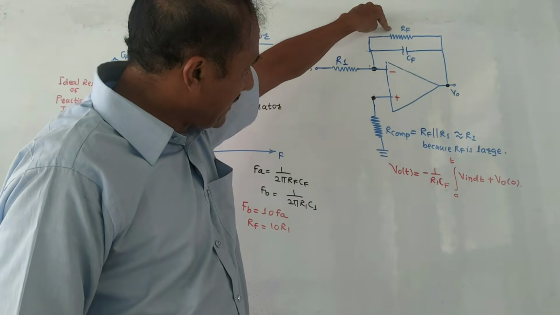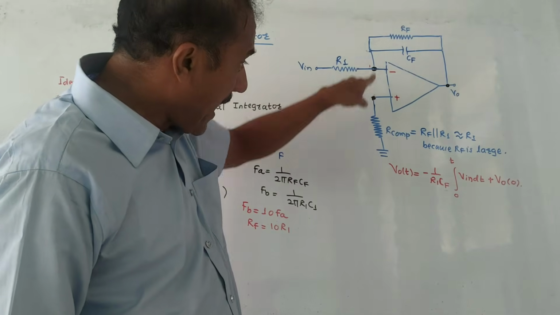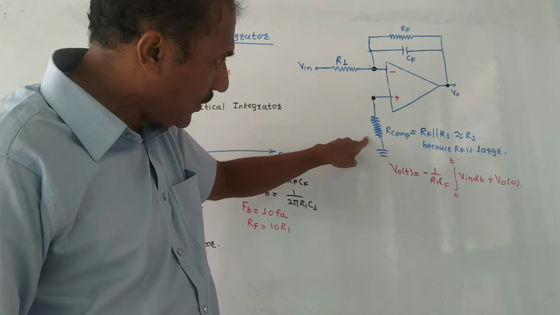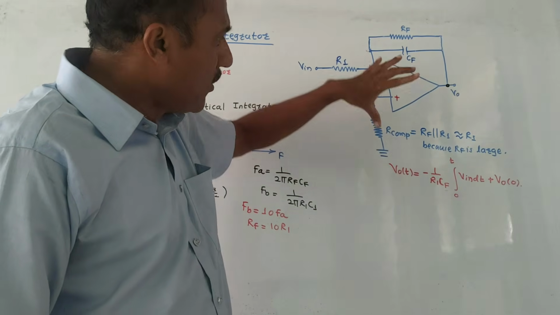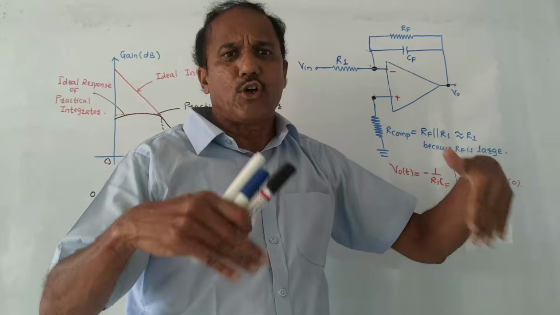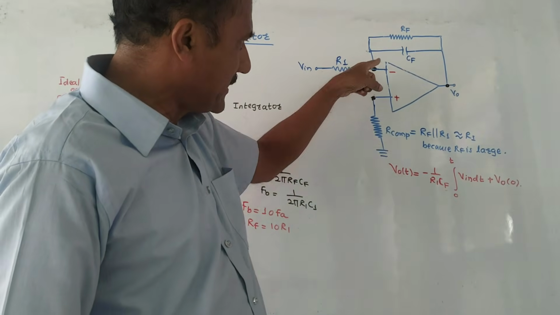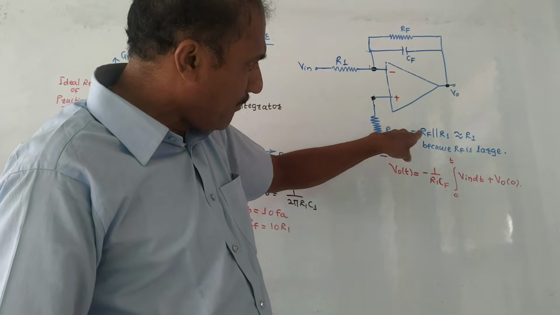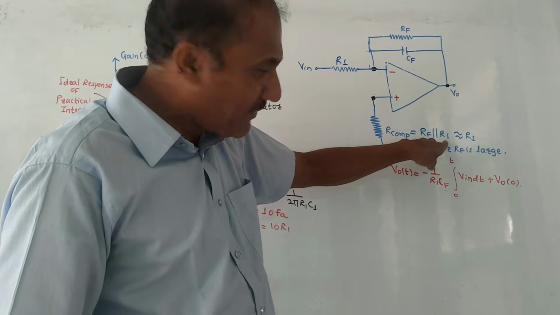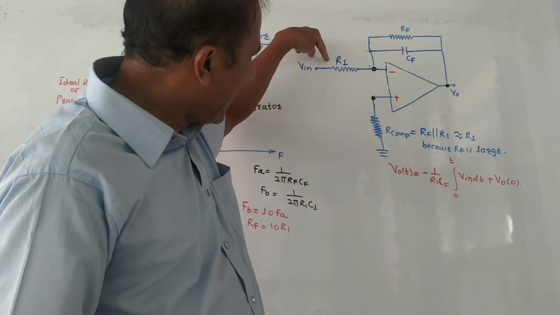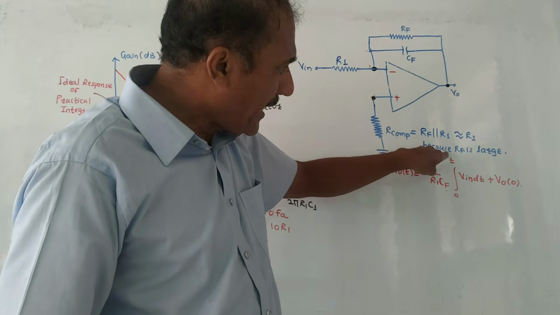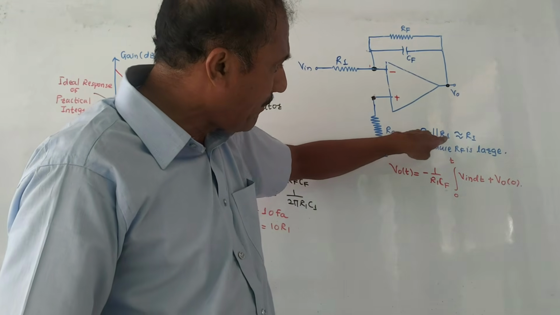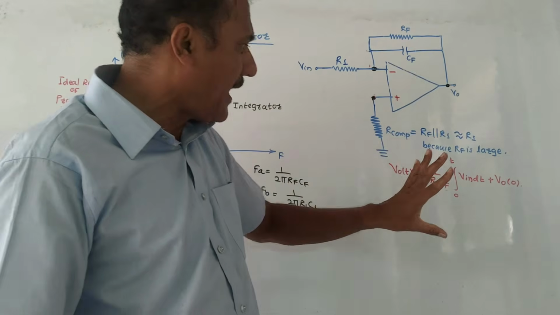So we have added one resistance RF, and one more resistance is connected over here, that is R comp, the compensation resistance, which is just used to avoid the fluctuations due to bias voltage. The value of R compensation is RF parallel R1. RF is this resistance, R1 is the resistance connected at the input terminal, and usually RF is very large, so RF parallel R1 will be approximately R1.